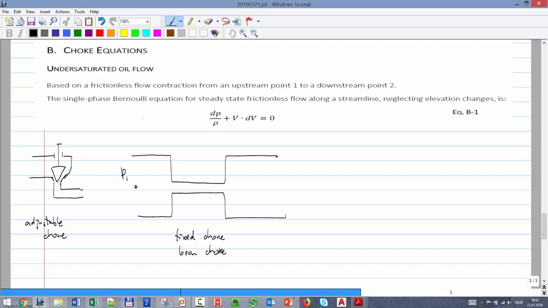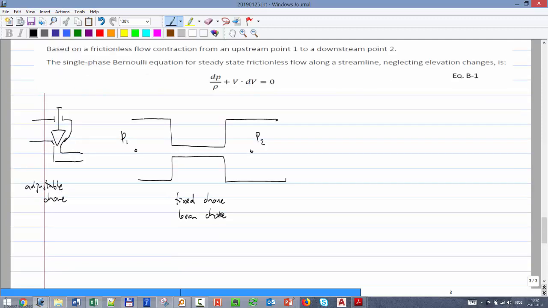So let's put here point 1 and point 2, and let's try to make a map of how the rate, Qsc, looks like, and how P2 looks like for a fixed P1. If I have no rate, how should P2 be? Equal to P1, right? If I have no flow through the choke. Now, if I start flowing some amount, let's say this amount of rate, what should happen between P1 and P2?